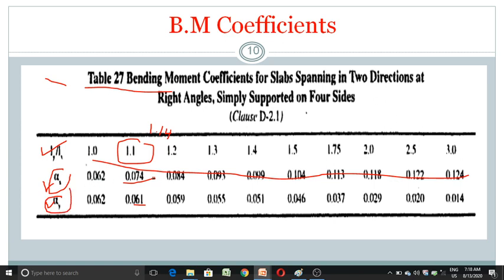So by using the interpolation technique, we can calculate what the alpha x and alpha y values are. Then after knowing the exact alpha x and alpha y values, we can calculate mx and my. So this is how we identify or calculate the alpha x and alpha y values from Table 27 of IS 456 2000. So we will proceed to the next step.